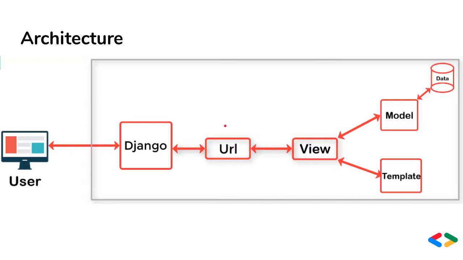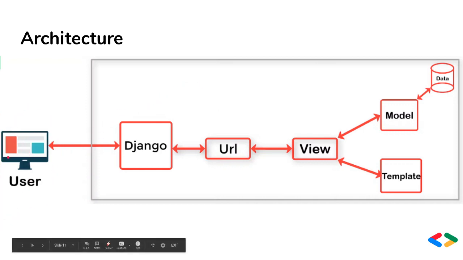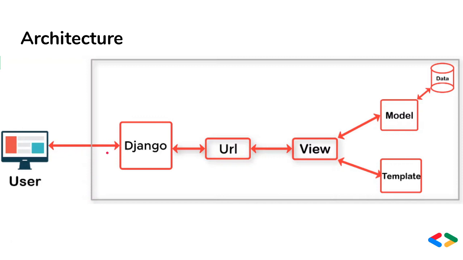Okay, architecture. Suppose this is the user. He requests Django to give some data. What happens? It first goes through settings.py and then goes to URLs. I'll explain settings.py and everything in some time. From URLs, there's something like views. In views we write the logic that we need.